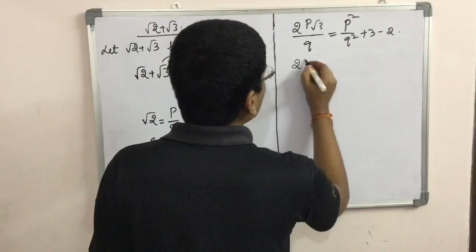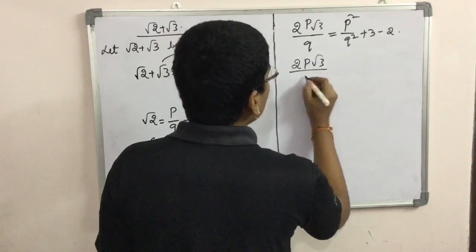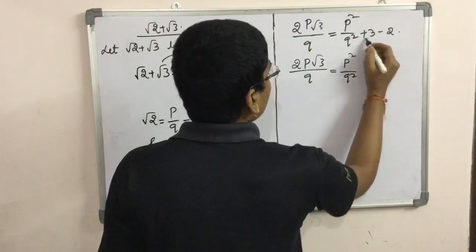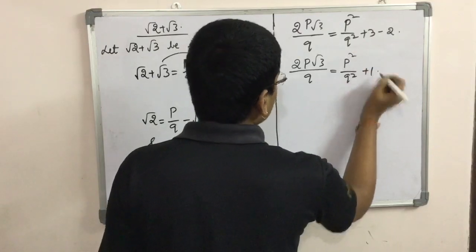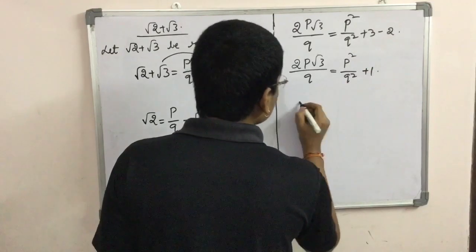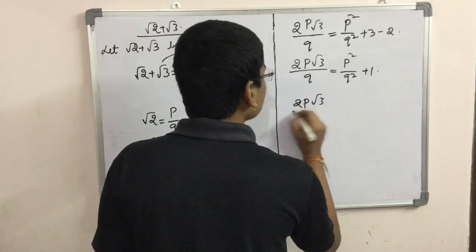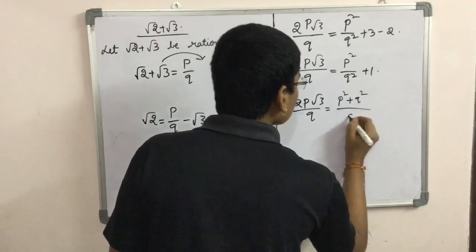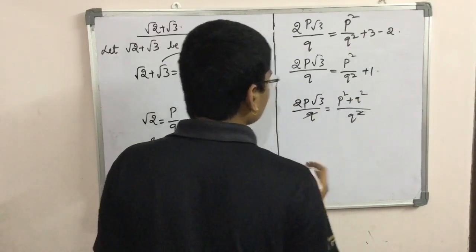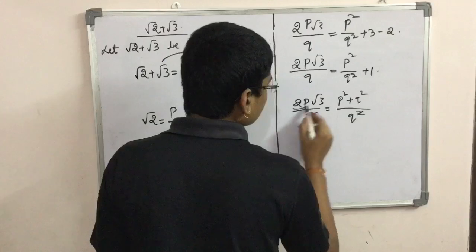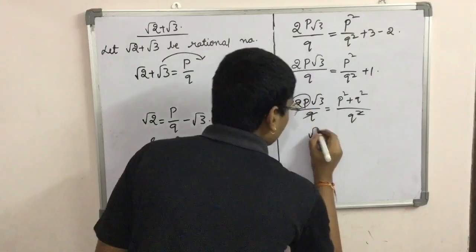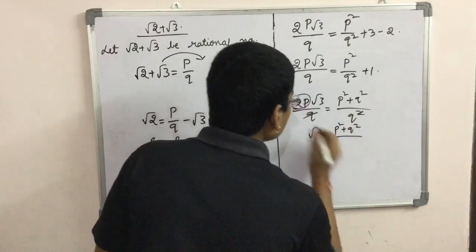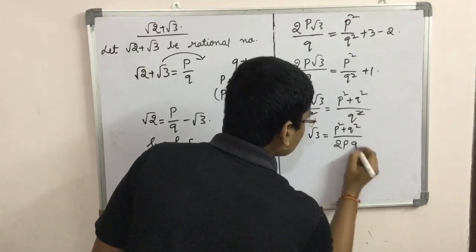In the next step, write 2p√3/q is equal to p²/q² + 3 − 2, which becomes plus 1, and we will take the LCM, then it will become 2p√3/q is equal to (p² + q²)/q². The q and q² will get cancelled, and we will send these two terms to the other side, and it will become root 3 is equal to (p² + q²)/2pq.